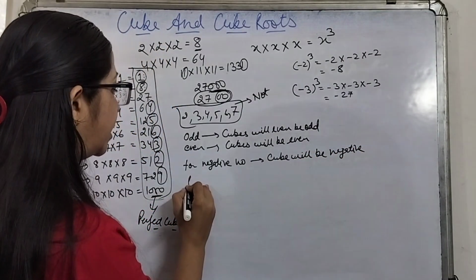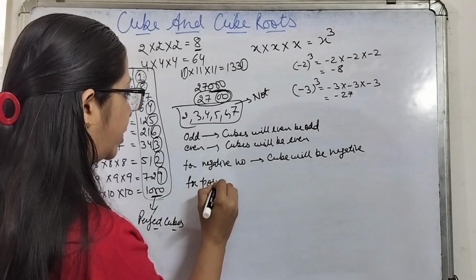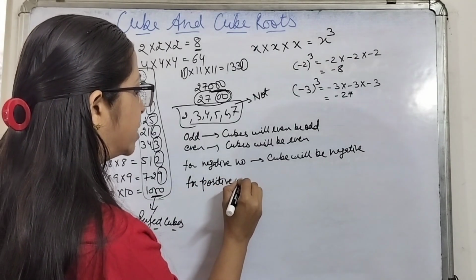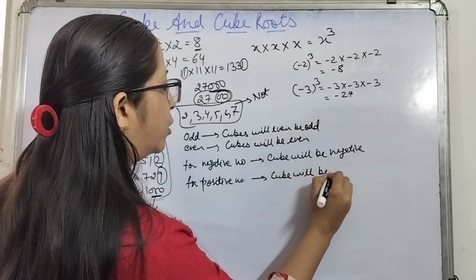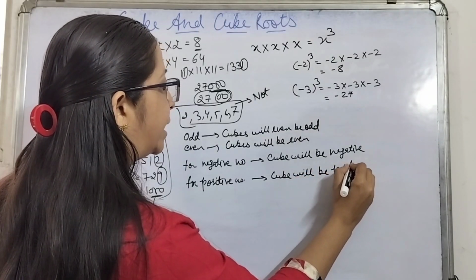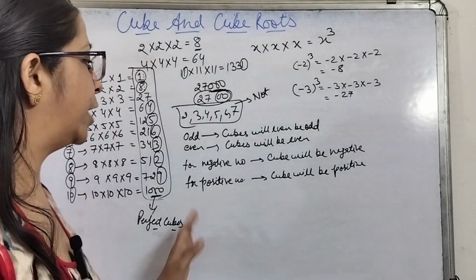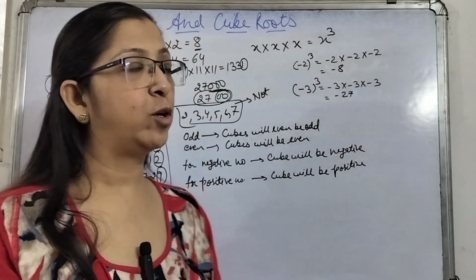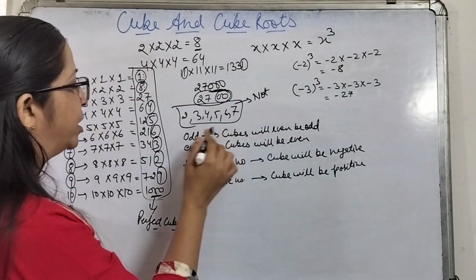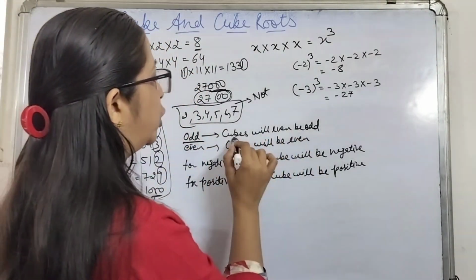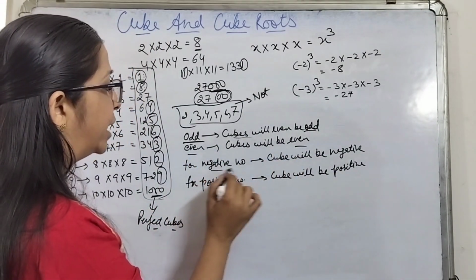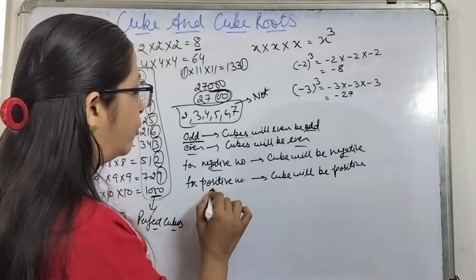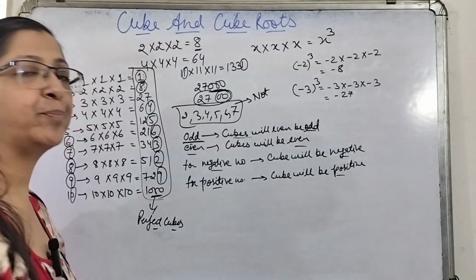And if we take positive numbers, then the cube will also be positive. For negative numbers, the cube will be negative, and for positive numbers, the cube will be positive. So what we can conclude from here is, for odd numbers, cubes will be odd. For even numbers, cubes will be even. For negative numbers, cubes will be negative. For positive numbers, cubes will be positive.